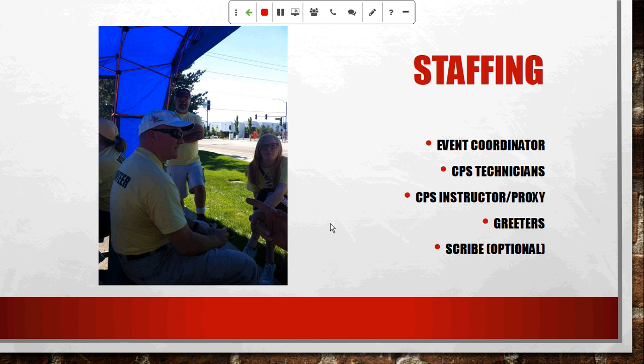Also, after the event has wrapped up, the event coordinator will be responsible to oversee any disposal of old car seats that you may have collected during the event. Also ensures that all paperwork is completed and that evaluations are collected. So completed paperwork is different from evaluation.